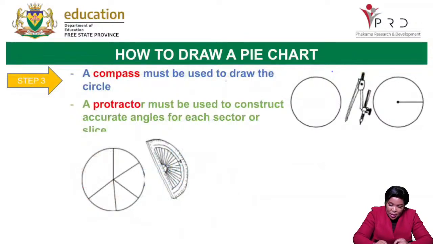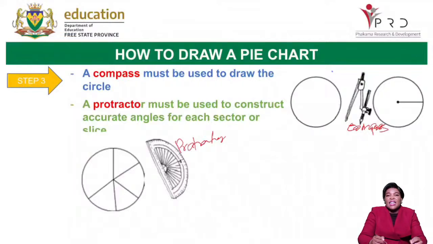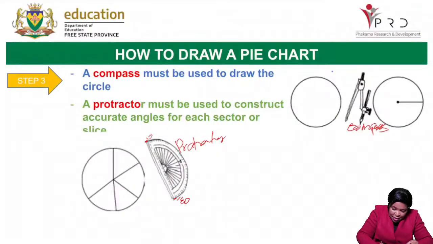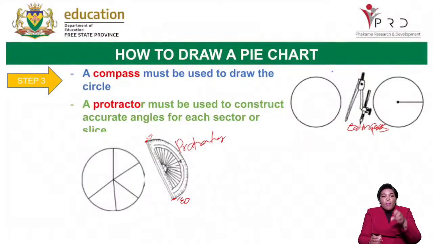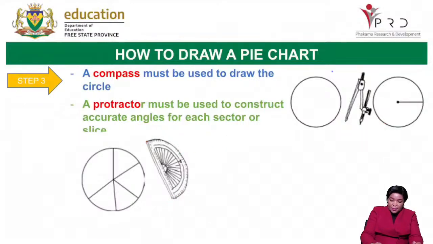You must have a compass to draw the circle. So this is your compass. And then you must have a protractor. So this is your protractor. You can even use the protractor itself to draw a circle, but you must be careful when you draw, you don't put these values here of the zeros. So your angle must start from 0 and 180, not this part that does not have the values, so that it can be a complete perfect circle. Otherwise, you can use a compass to draw your circle.